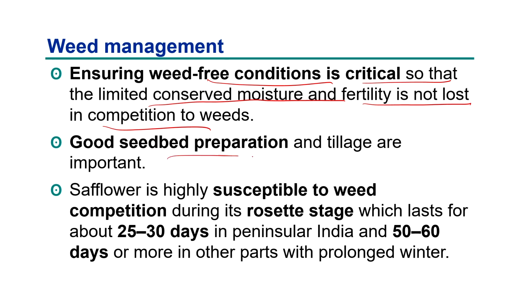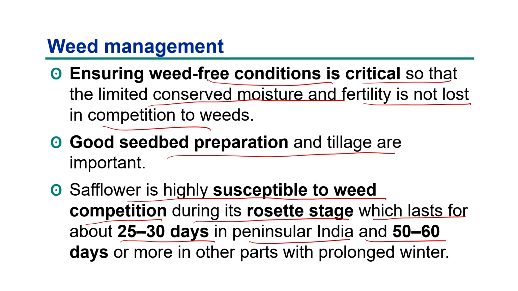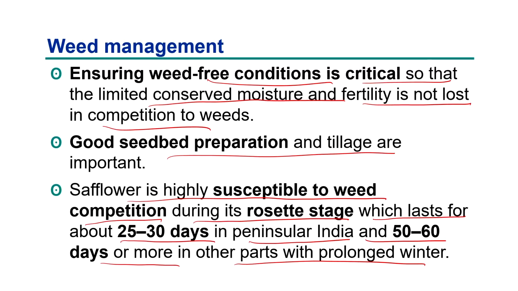So good seedbed preparation and tillage are important. Safflower is highly susceptible to weed competition. During its rosette stage, which lasts for about 25 to 30 days in peninsular India and 50 to 60 days or more in other parts of prolonged winter, these are very critical periods for weeds. So we should try to keep our crop weed free during these periods. That is, in some parts 25 to 30 days, and in other parts it could be 50 to 60 days or a little more.